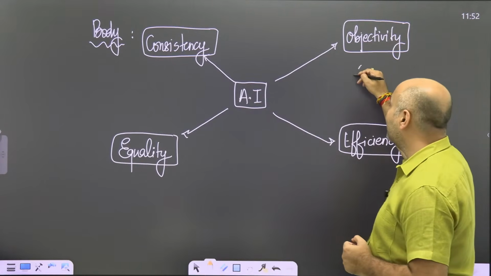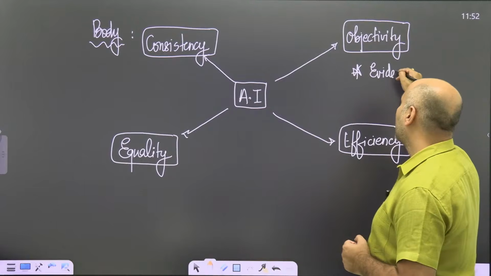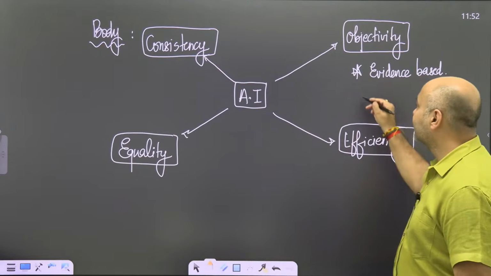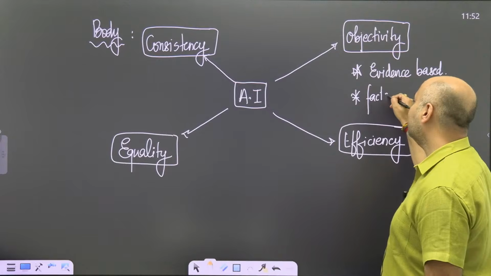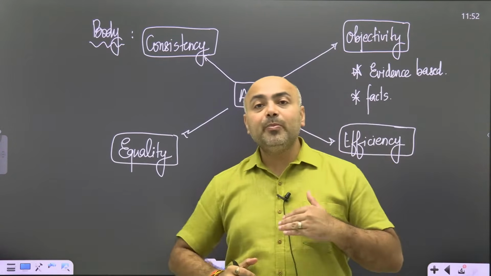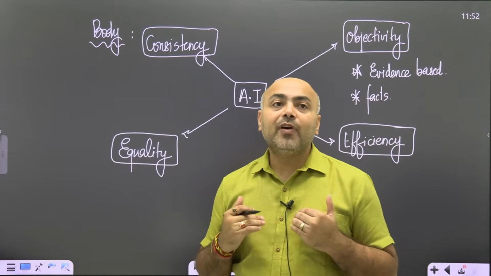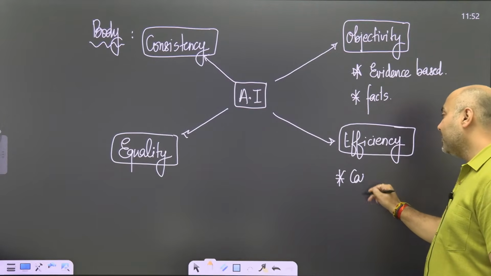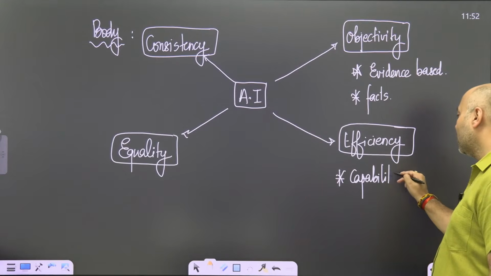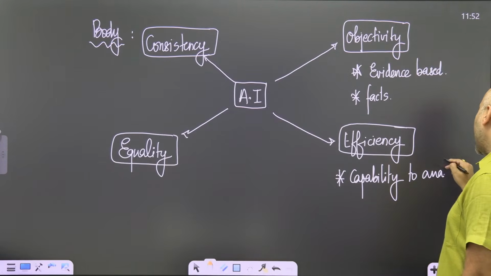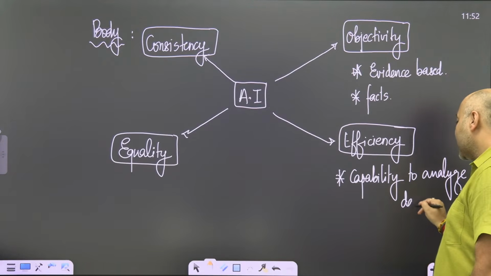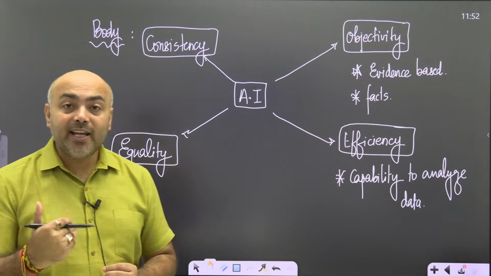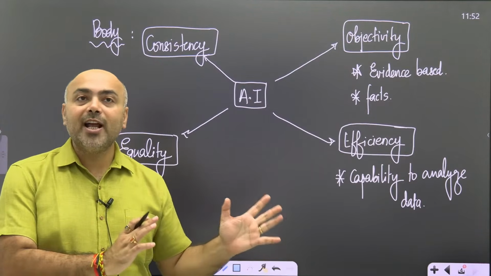Because what does it do? It brings objectivity, evidence based, because it is evidence based. Decisions are based on facts. Why efficiency? Because the capability of artificial intelligence far exceeds the capability of human beings. The capability to analyze data is not something which can be replicated in human beings. This is the capability of only artificial intelligence, not human beings.